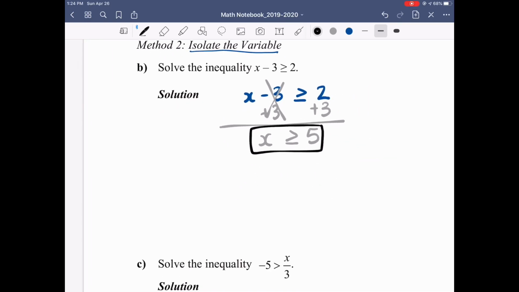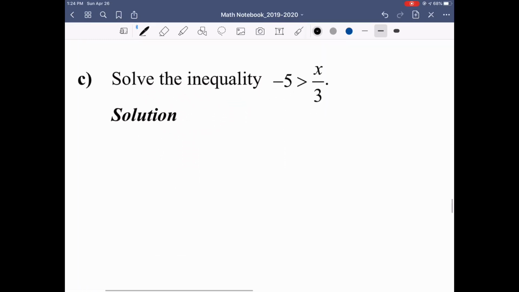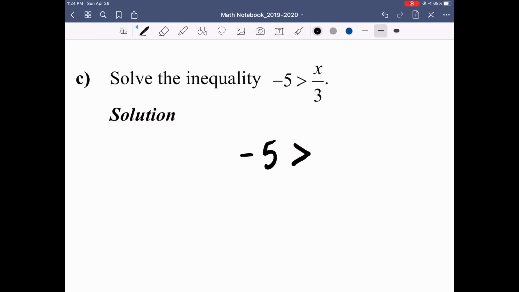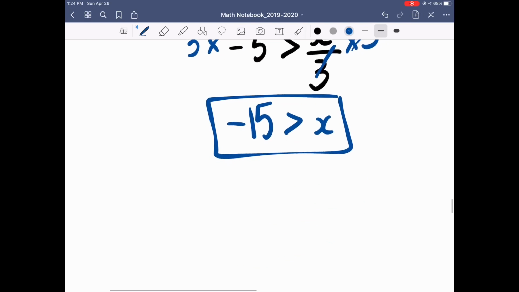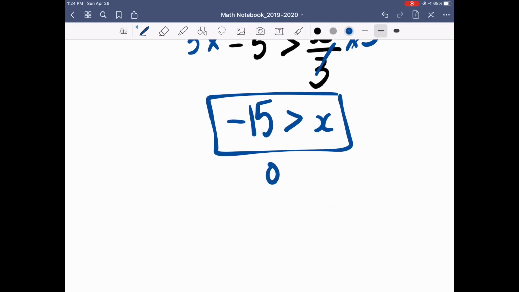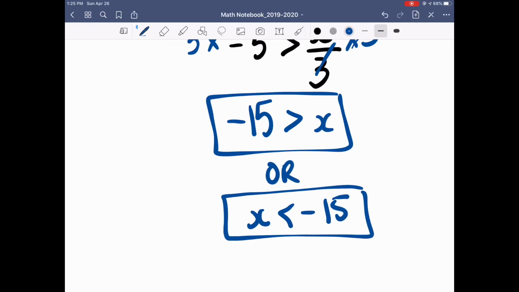So let's do another example. Here we have negative 5 is greater than x over 3. So if you wanted to isolate for x, what would you do? Well, x is being divided by 3, so the opposite is to multiply by 3. And what you do to one side, you do to the other. So then you get x on the right, and you have the sign here, and negative 5 times 3 is negative 15. And that's your answer. So your answer would be that negative 15 is greater than x, or you can say that x is less than negative 15. They are saying the same thing.